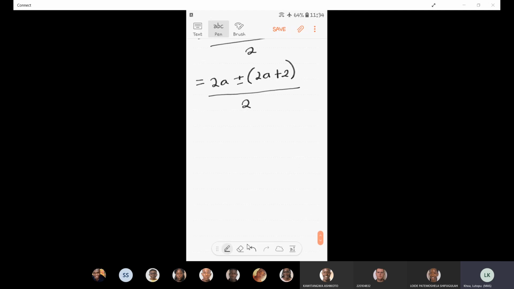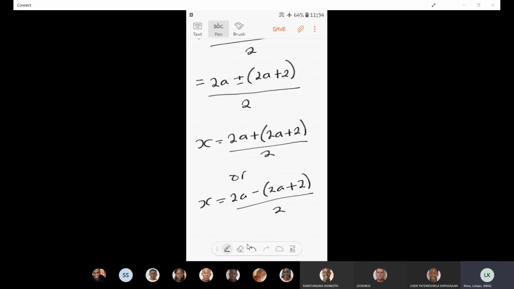And then this, we're solving for x. So that means x is equal to 2a plus 2a plus 2 over 2, or x is equal to 2a minus 2a plus 2 over 2. Now with the plus over here, the brackets don't really change anything. But with the minus, the brackets are important because you'll multiply like that and you'll end up with negative 2. Okay, here you'll still have positive 2, so the brackets don't matter.